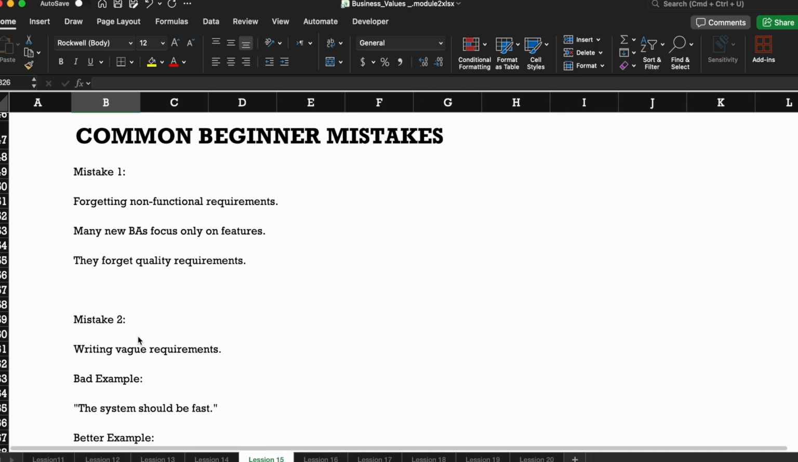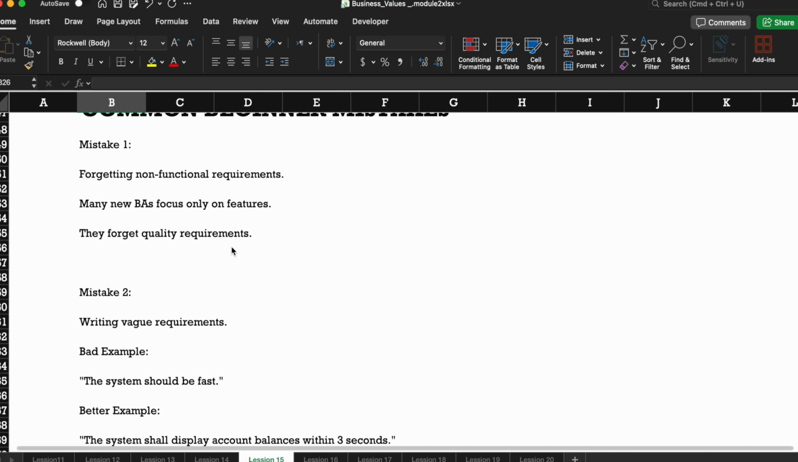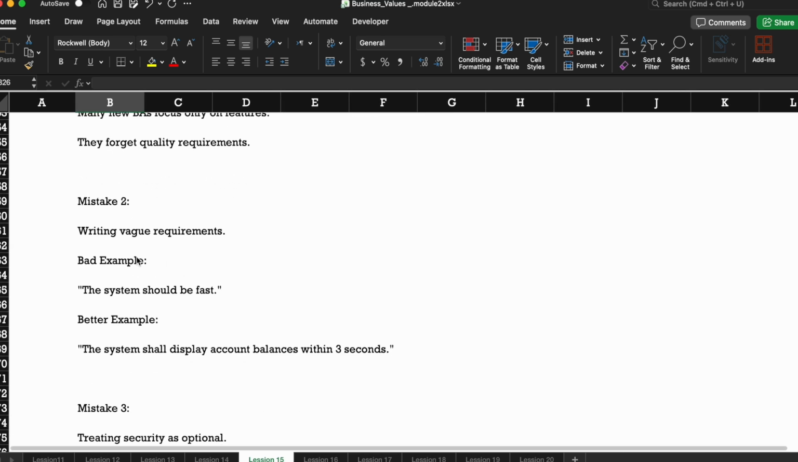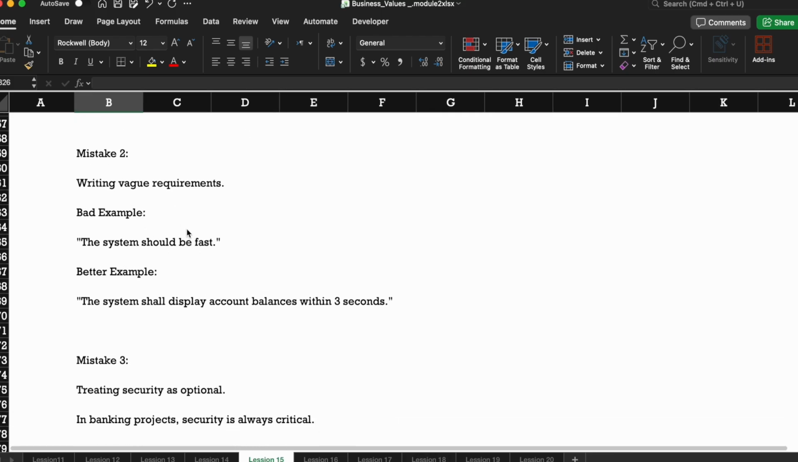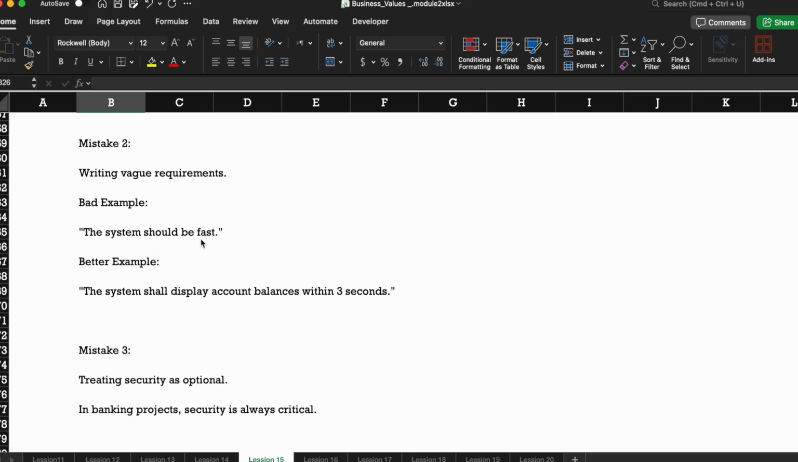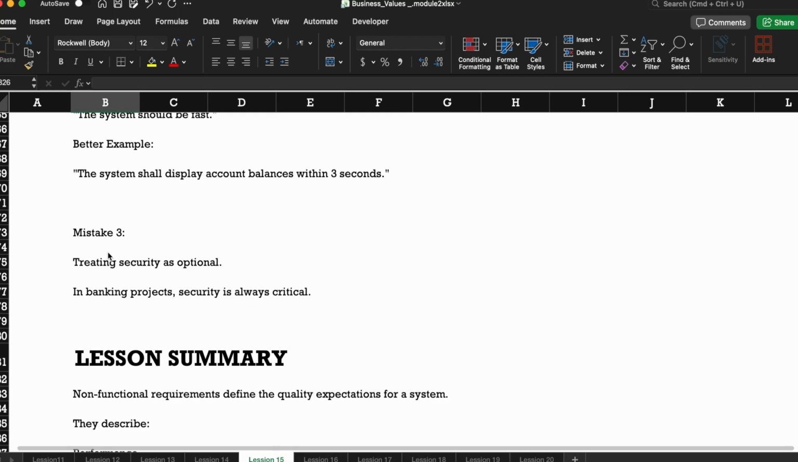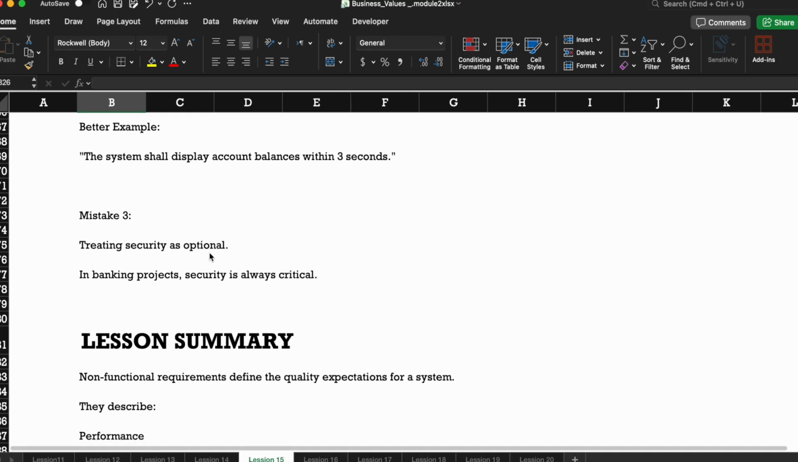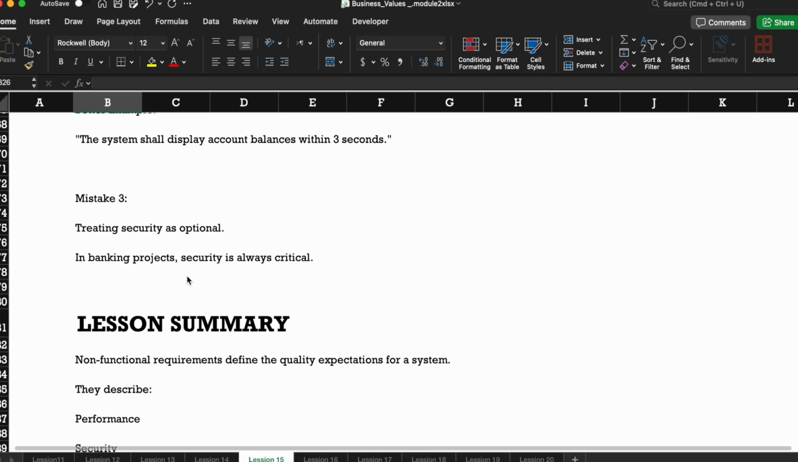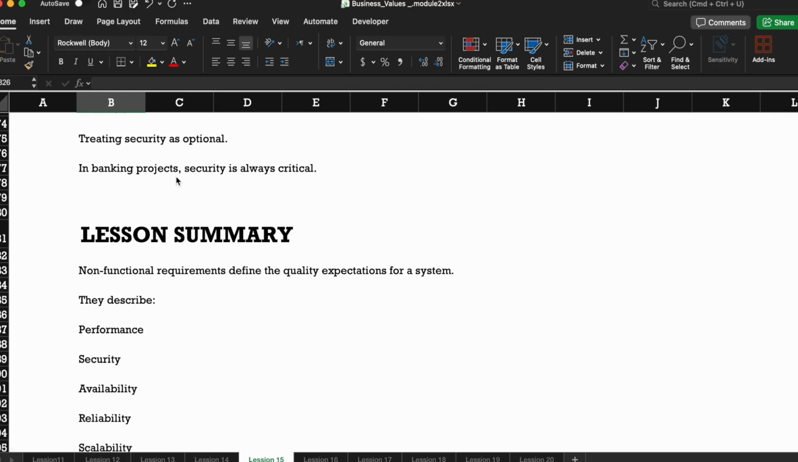So, a common beginner mistake: forgetting the non-functional requirement. Many new BAs focus only on features; they forget quality requirements. Another mistake: writing vague requirements. Bad example: the system should be fast, so always give the timing. Better example: the system displays account balance within a 3-second SLA. Another mistake: treating security as optional. In banking, security is always critical. Any application, I would recommend.